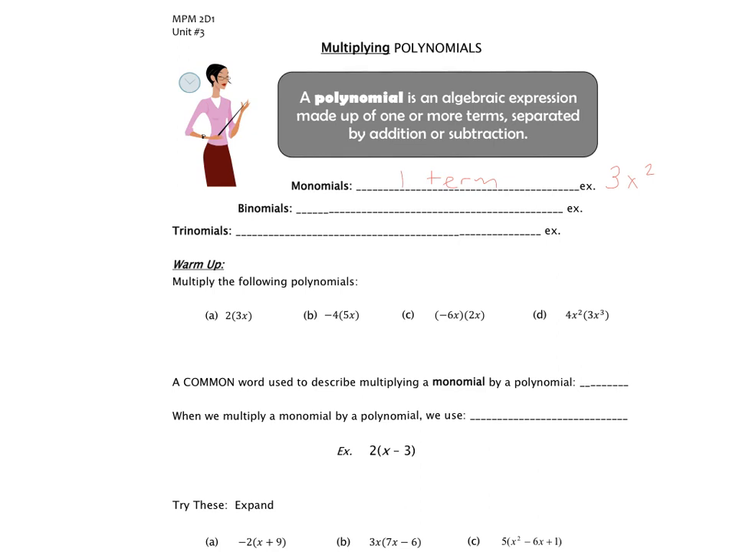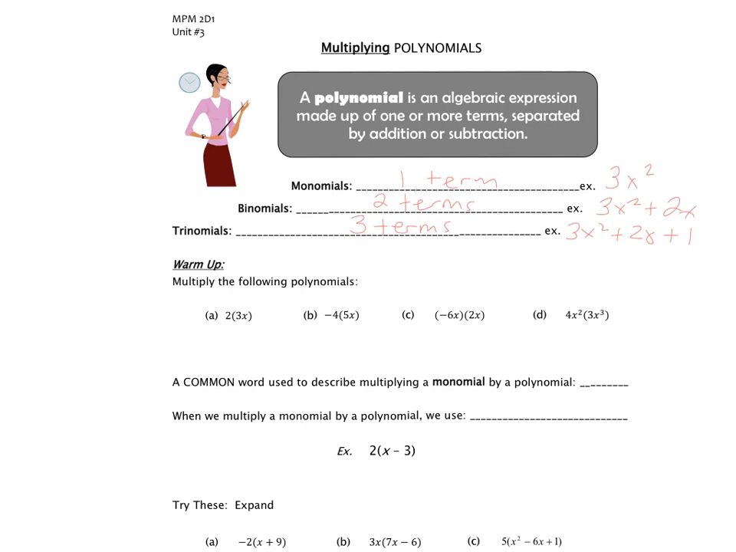Binomial, we know, is two terms. So we could have 2x squared plus 2x. That would be two different terms. We can't have two terms that are like terms and call it a binomial because we could technically simplify them. Trinomial would be three terms. Tri means three. So 3x squared plus 2x plus 1 would be a trinomial. All of those terms should sound familiar from last year.